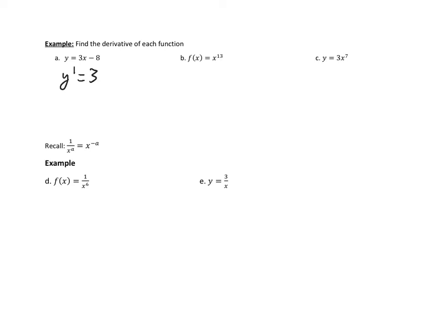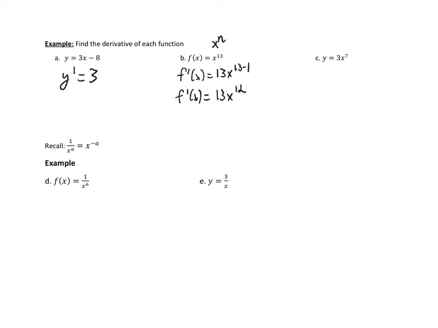For part B, this is x to some power. So we're going to use that power rule. F prime of x would equal, notice this is x to the n, so 13 is in place of n. F prime of x will equal 13x to the 13 minus 1. And just simplifying, f prime of x would equal 13x to the 12th.